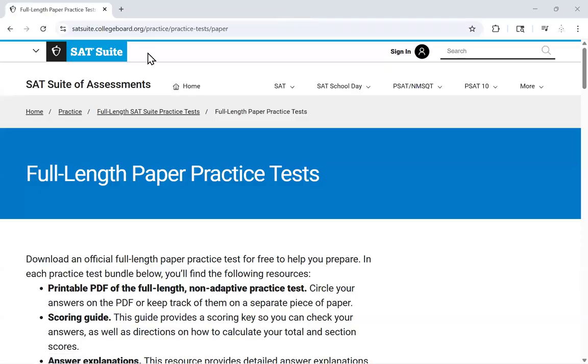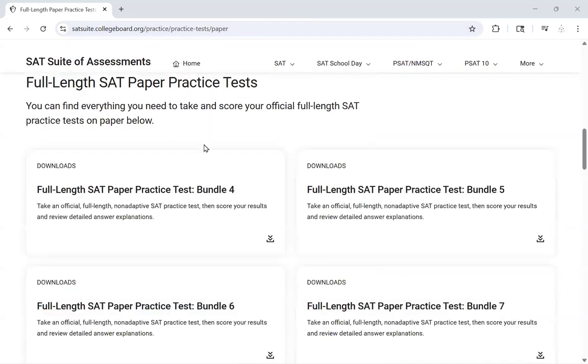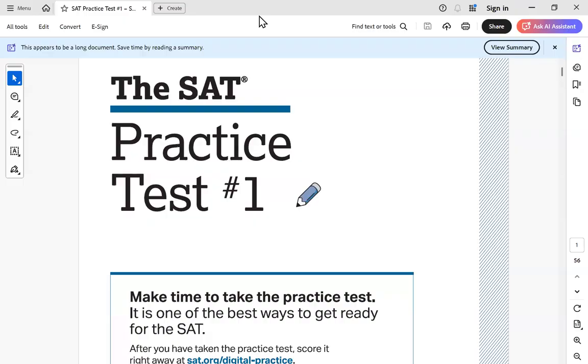As an added note to this video, I want to mention that on the current SAT suite of the College Board website, Test 1 is no longer available. It is available through a link, and I'll make a link in the description of this video for you to be able to access that. So you should be able to get practice test 1 as a PDF.